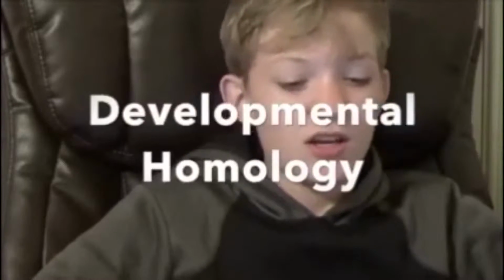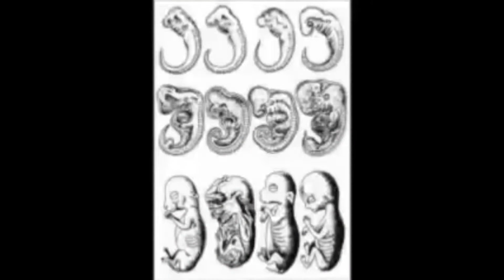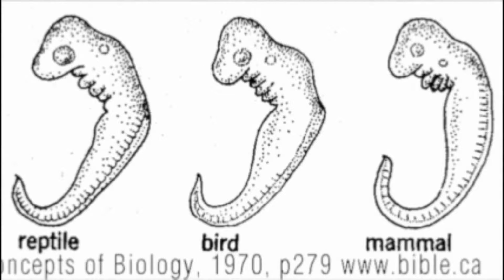Another place we can look for signs of evolution is in the developmental phases of animals. In developmental homology, you will find that embryos for humans and the embryos for other animals look pretty similar. They all have gill slits and a tail, which suggests that fish were a common ancestor for many of us.